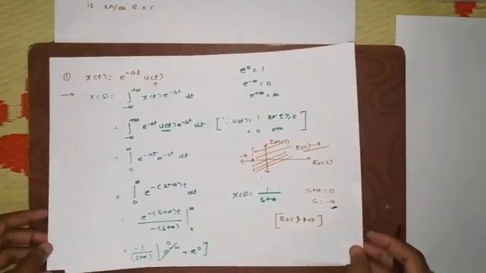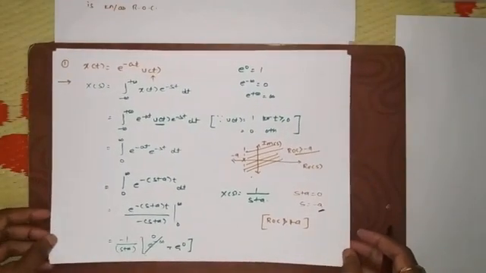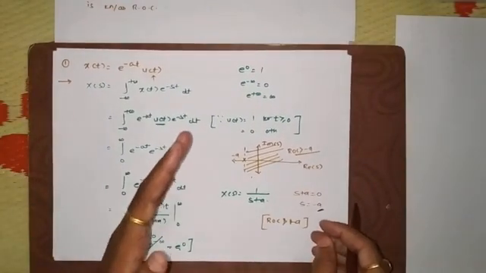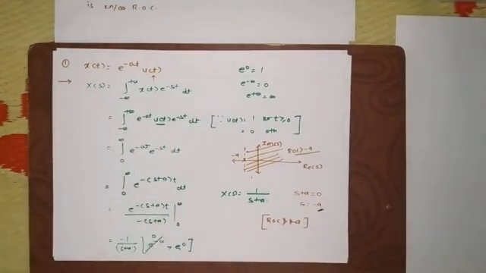Now this is the case when the signal is right sided. Now if the signal is left sided, definitely ROC will be less than the pole point, and if it is both sided, it will be greater than and less than the pole point.